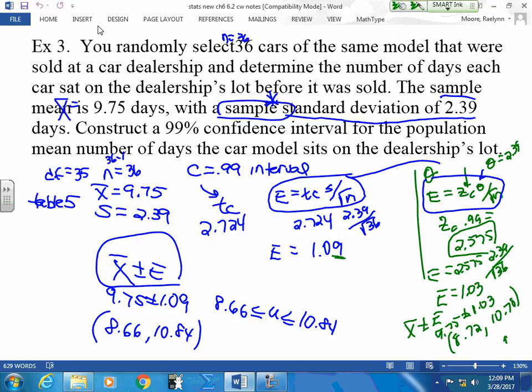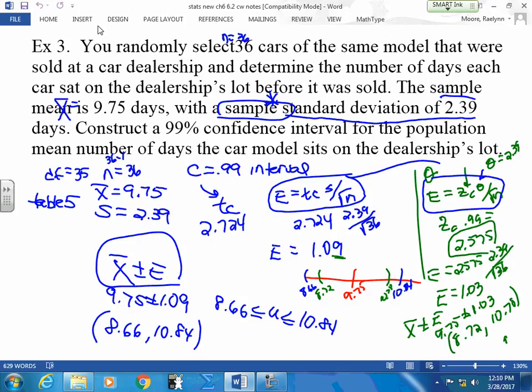If I put these on a number line, here's my mean in the middle. Here's your TC guy, 8.66 to 10.84. And here's my population one, 8.72 to 10.78. See? The ZC is slightly narrower. I don't need to be exact if I know more information about my population. Only when I don't know the information.